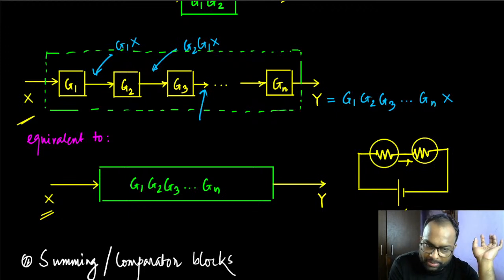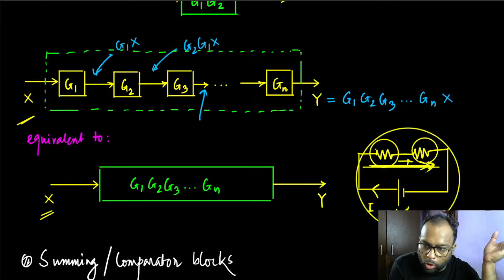But what is the output of the system? The output is this current I. You see, in a series structure, the output is the same for all of them. So the same current passes to all of them, and the input is applied on the whole thing.